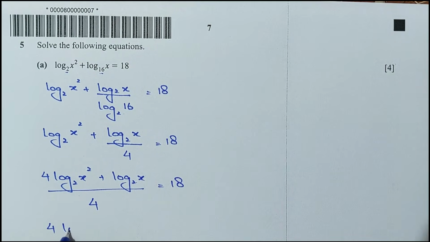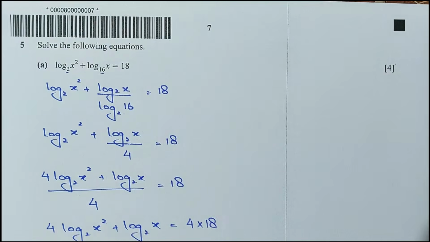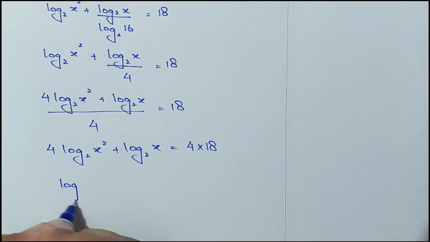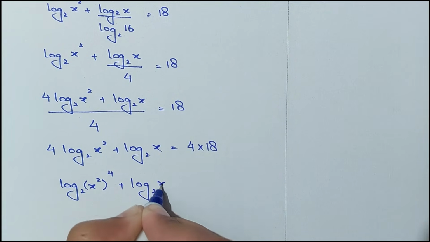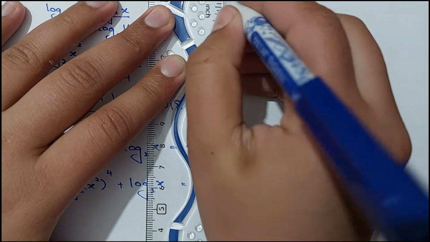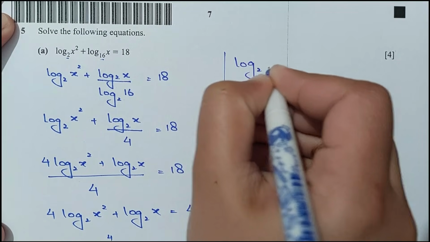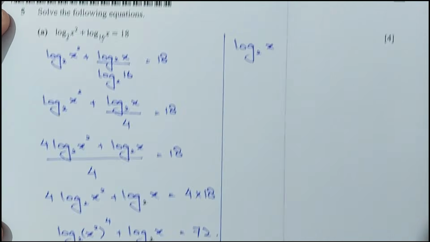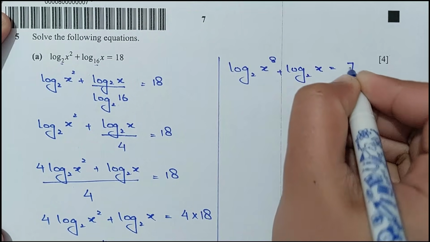Cross multiplication, 4 log base 2 x square plus log base 2 x equals 4 times 18. 4 times 18 is 72. Okay, this is log base 2 x square to the power 4 plus log base 2 x, and this is 72. Let me simplify this further. We have log base 2 x to the power 2 times 4 is 8, plus log base 2 x equals 72.